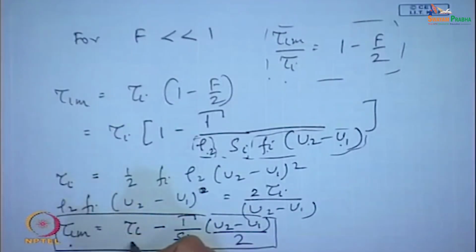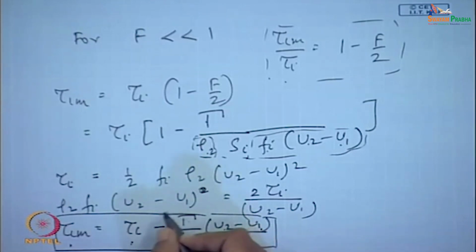So, what do I get? I find that tau I m is not equal to tau I; it depends upon the relative velocity and the rate of mass transfer or rate of phase change, per unit interfacial area, because this is per unit length and S I is the interfacial perimeter. So, this gives per unit interfacial area. So, we find that if it is a change of phase, say evaporation, that means the change of phase occurs from the liquid to the vapor phase.